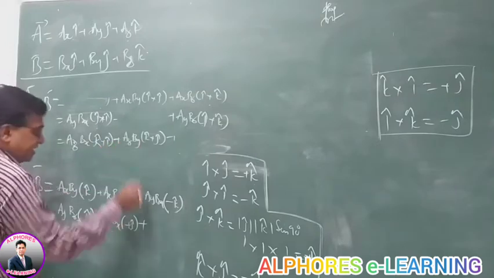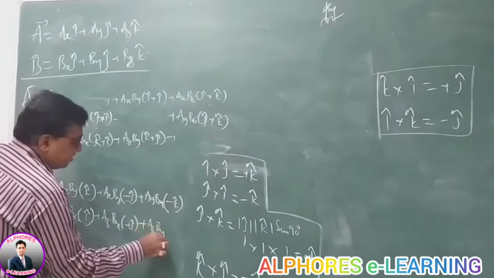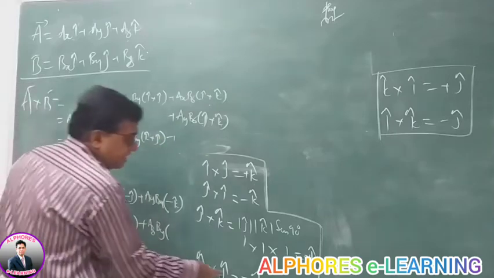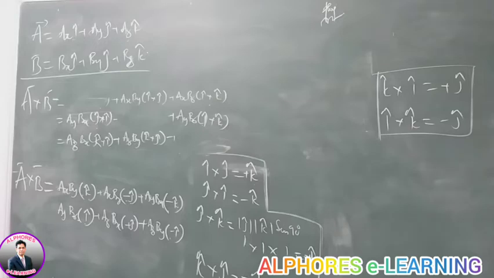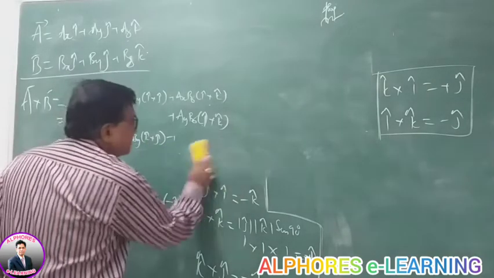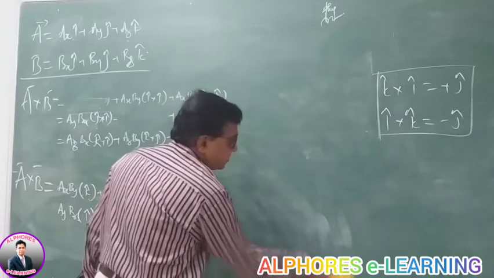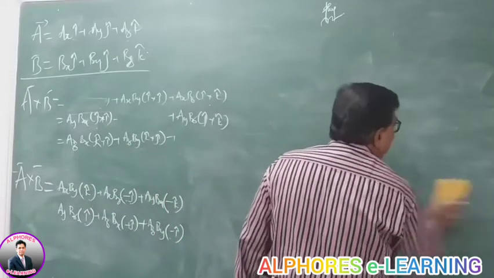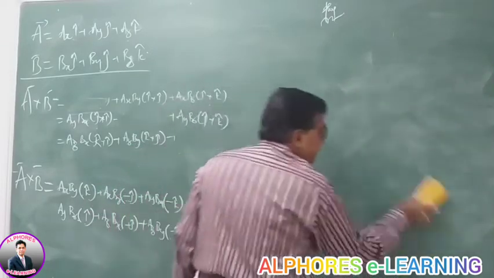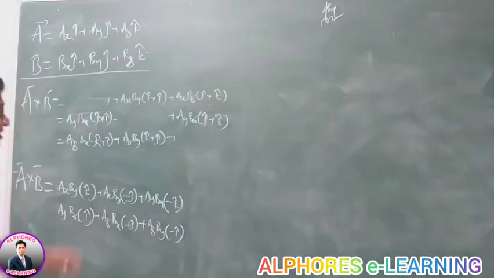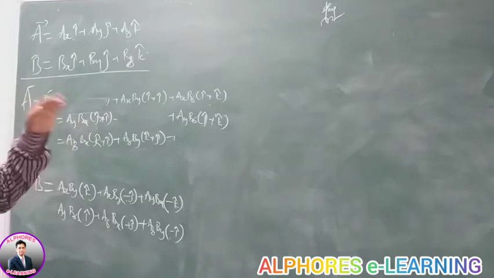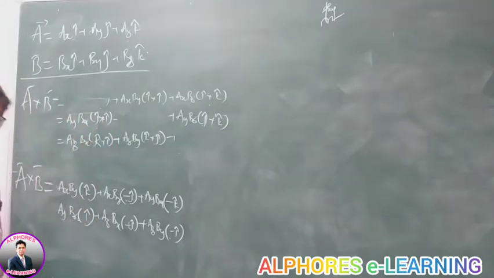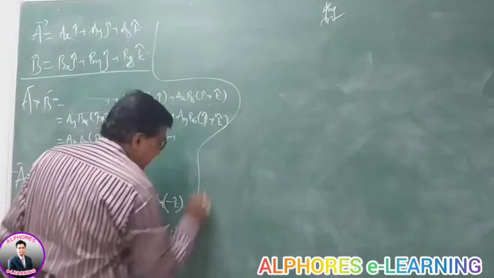And finally az by, az by k cross j. K cross j is minus i. So first, when I multiply every term of the first vector to every term of the other vector, I get 9 terms. Of those, some of the components are 0, forget them. Then simplifying, I get 6 terms. Let us simplify further and take the common things out.